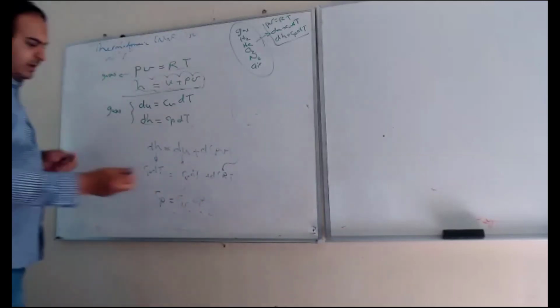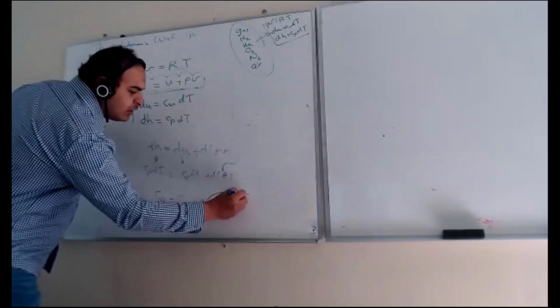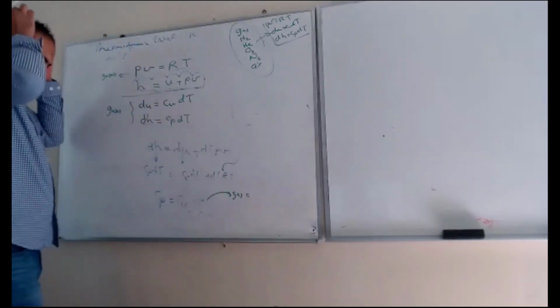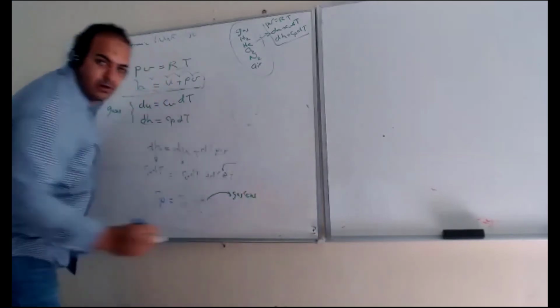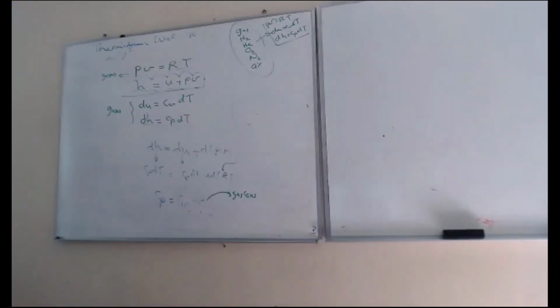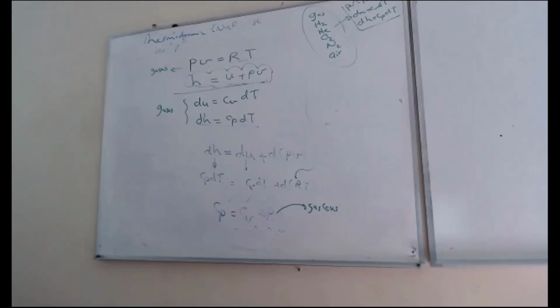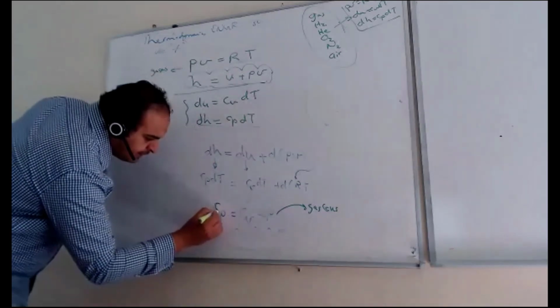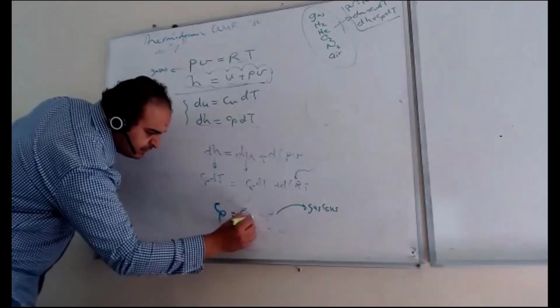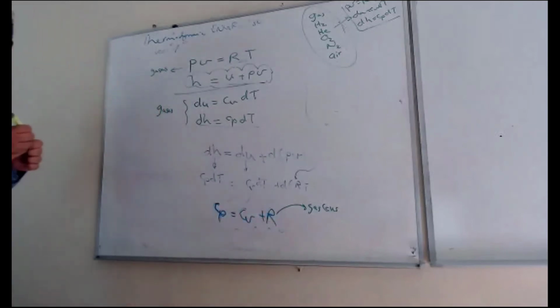By the way, R is the gas constant. I'm going to move it a little bit. Cp equals Cv plus R. Can you see this now? Cp equals Cv plus R.